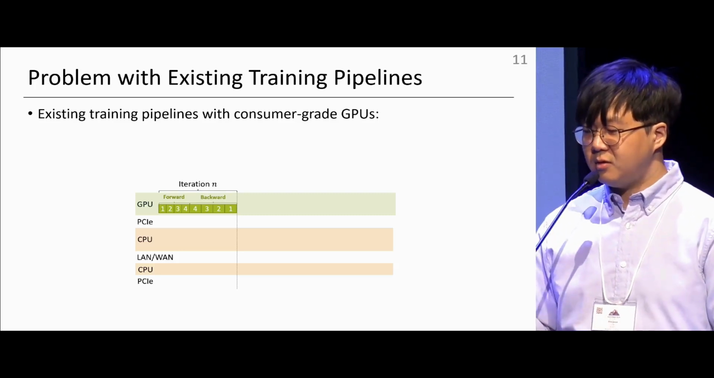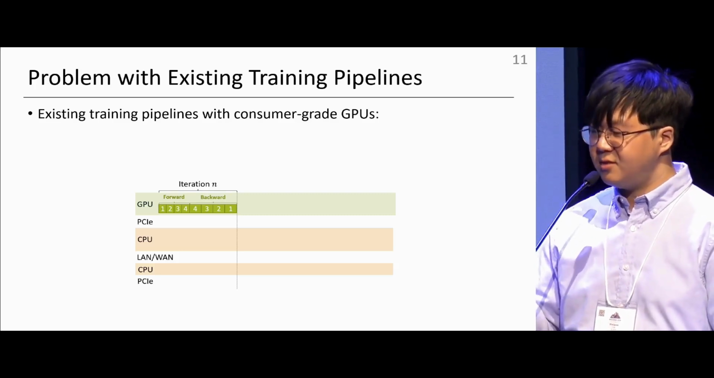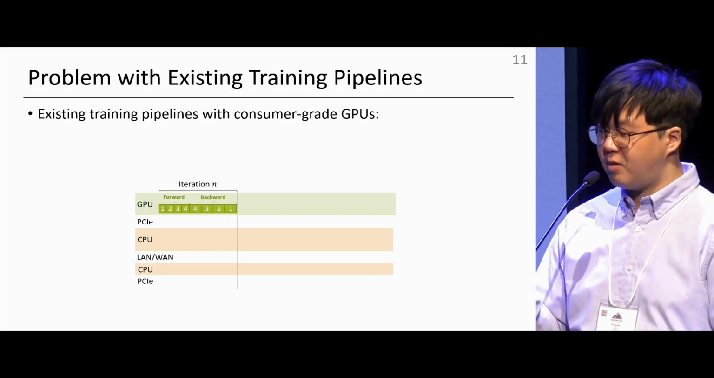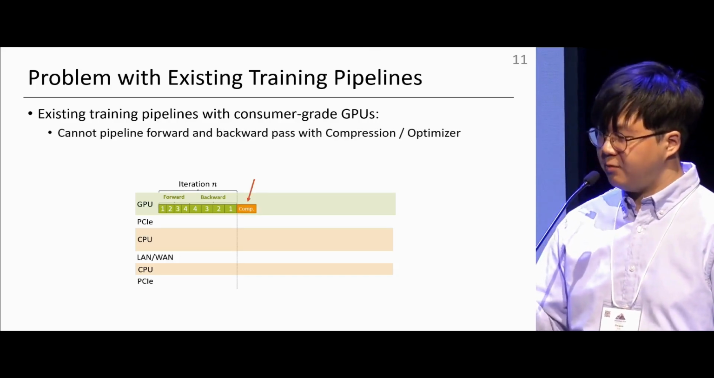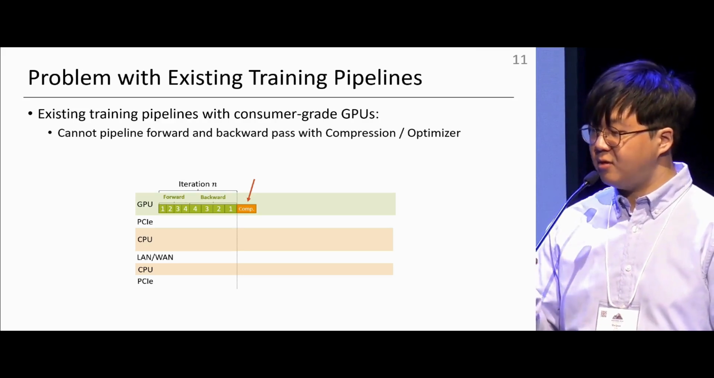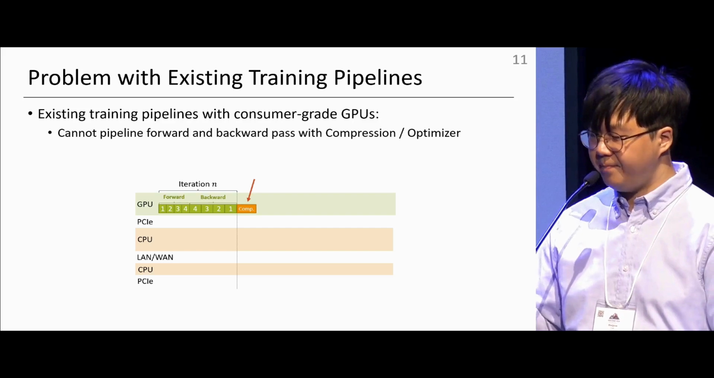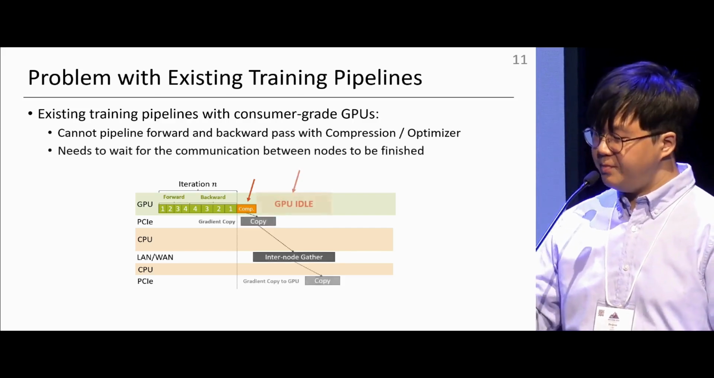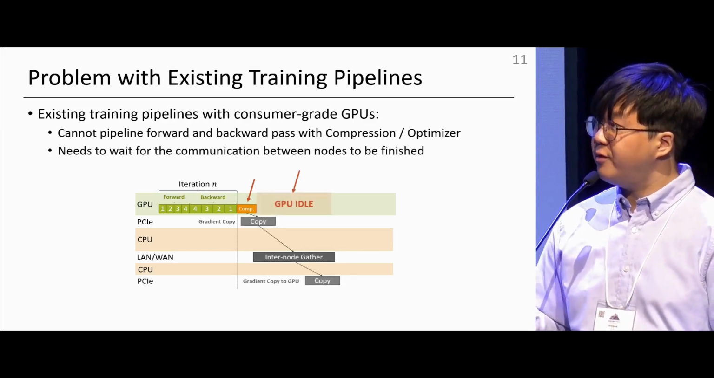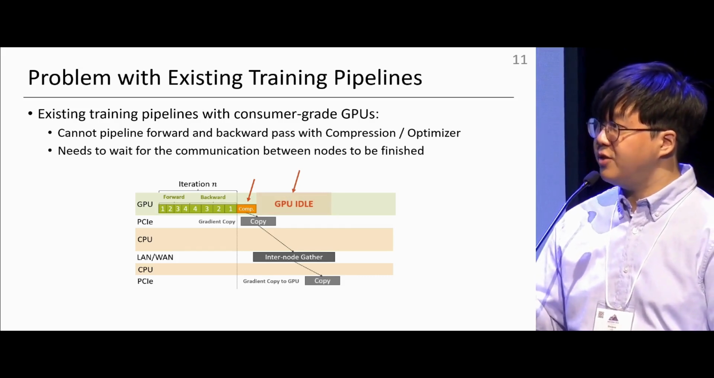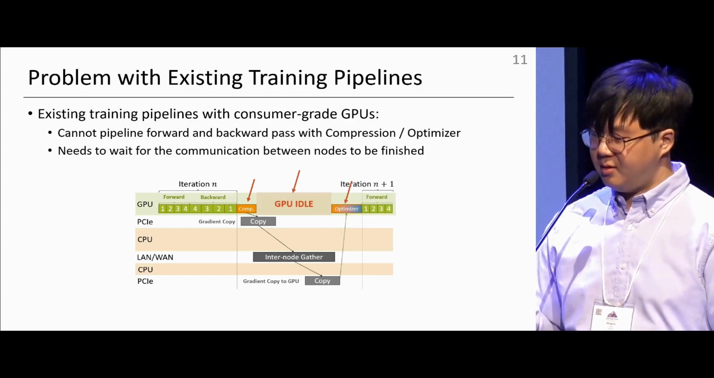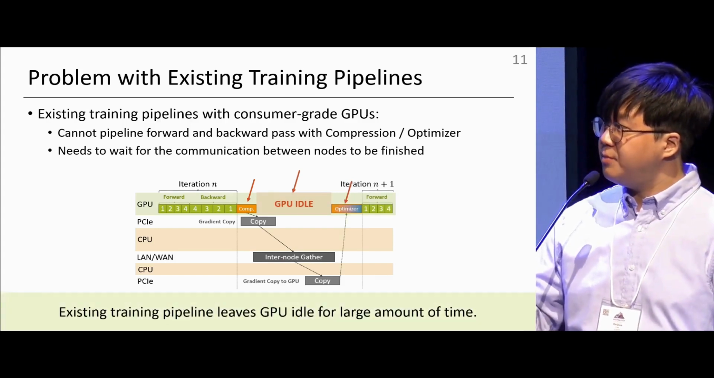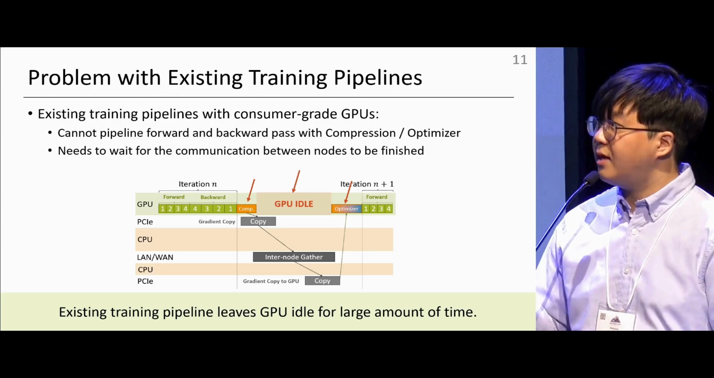Training models with consumer-grade GPUs using the existing training pipeline comes with two major problems. First, we cannot pipeline forward and backward passes with the compression, as we cannot run different operations on the GPU at the same time. Second, GPUs need to wait for the communication to be finished before moving on to the next iteration. And we also cannot pipeline the optimizer. So this pipeline leaves the GPU idle for a large amount of time.